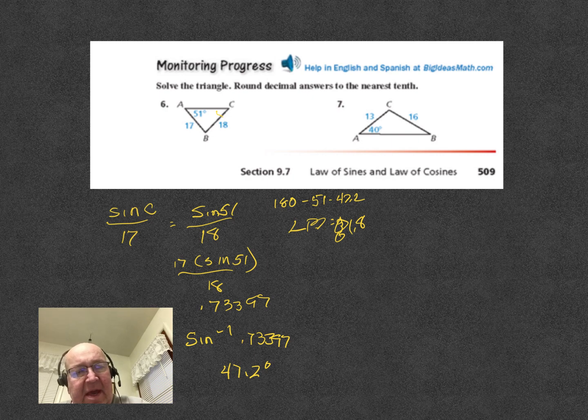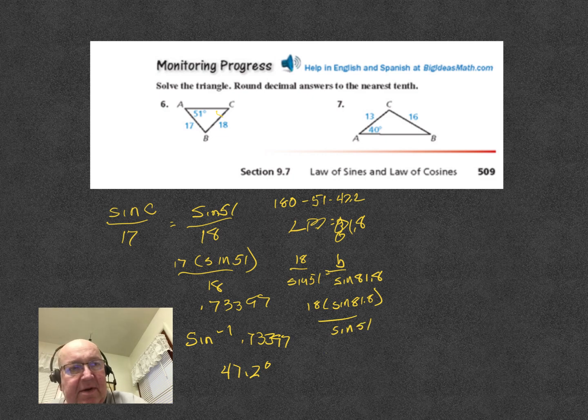So we're going to go 18, because I'm looking for the side, I'm going to put the sides on top, over sine 51 is going to be equal to our value for B, or length of B, over sine 81.8. I'm going to go 18 times sine 81.8 over sine 51, and I'm going to get that is equal to 23 units for B. So again, we know 3 things. We're looking for the other 3 in these problems.